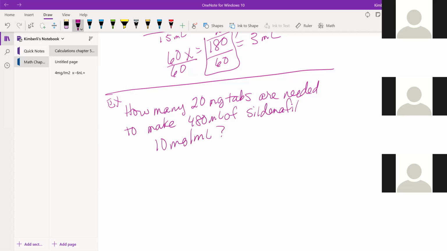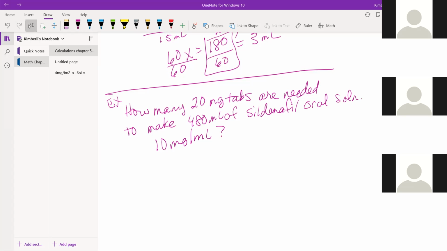Okay, so we want to know how many 20 milligram tabs are needed to make 480 milliliters of sildenafil oral solution, 10 milligrams per milliliter. So your final concentration is going to need to be 10 milligrams per milliliter. You want to make a whole pint of it, 480 milliliters, and you're using 20 milligram tablets.